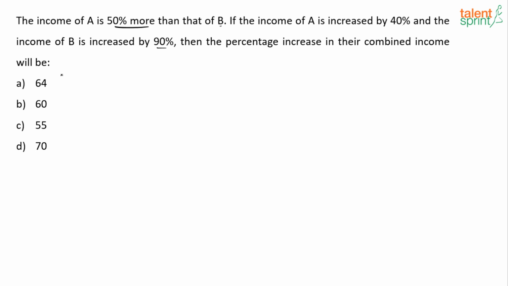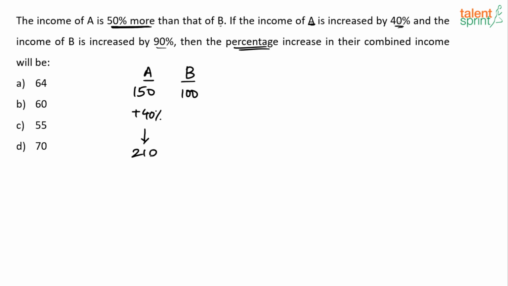See, since absolute values are not involved, everything is percentage based, right? 50%, 40%, 90%, and eventually we have to find a percentage increase. So you can always assume that, let's say, B is equal to 100. If B is 100, what will be A? A is 50% more than B, so A would be 150. Now the income of A is increased by 40%, so 150 will become 210.